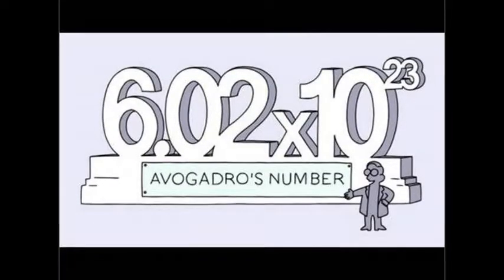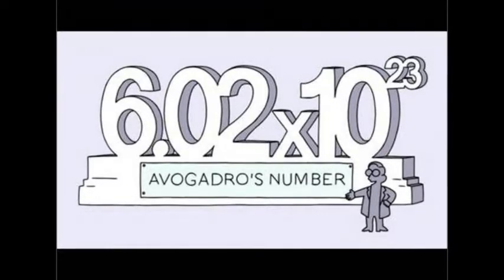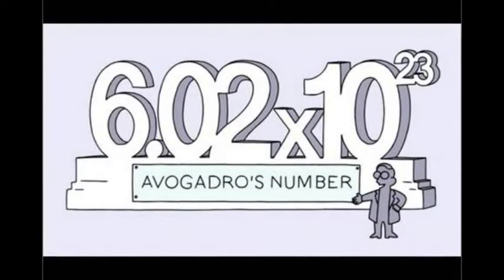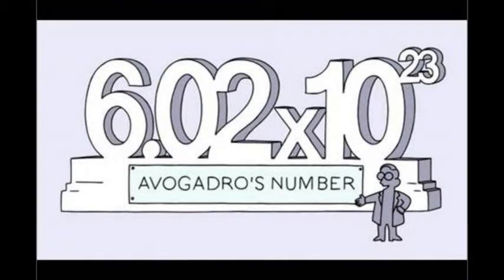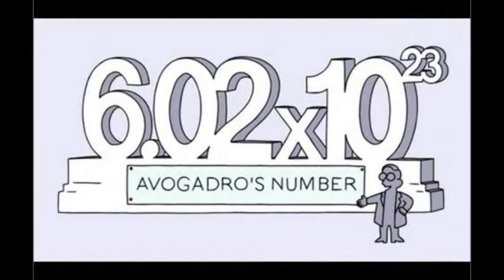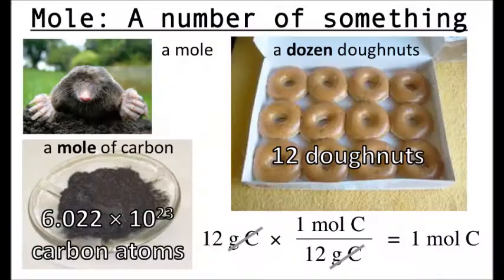Through many scientific experiments and years to come, 1 gram of hydrogen element having the atomic mass of 1 has 6.022 times 10 to the 23rd hydrogen atoms. Therefore, Avogadro's number is equal to 6.022 times 10 to the 23rd atoms in 1 mole of a specific element.